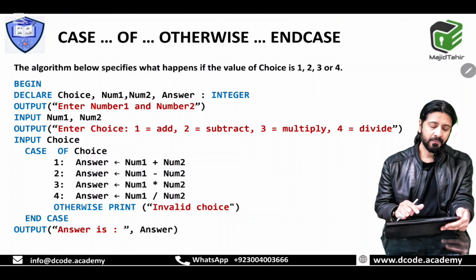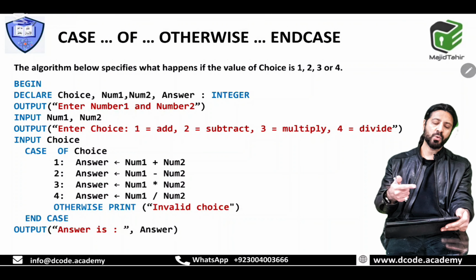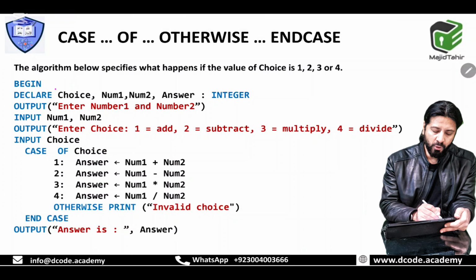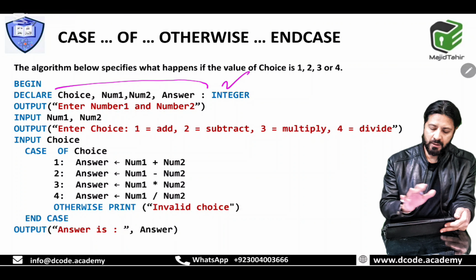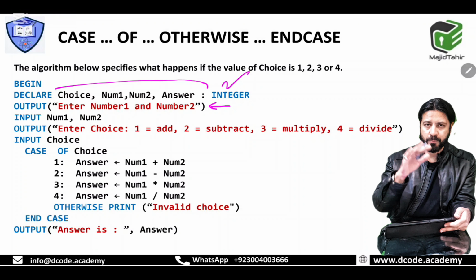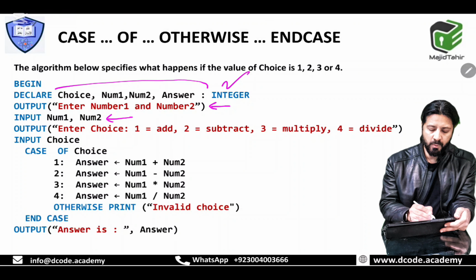Now let me explain this to you line by line. We have 4 variables with the same data type, so we have declared them in one separate line. In a single line, all variables are declared. Then this is the prompt, so that the user can input number 1 and number 2. Again, the user has input number 1 and number 2, so number 1 goes to num1.